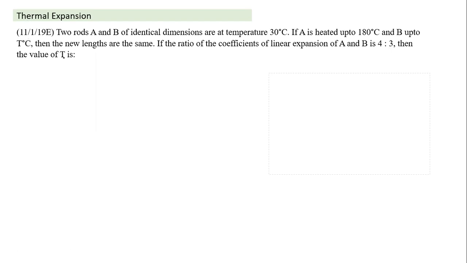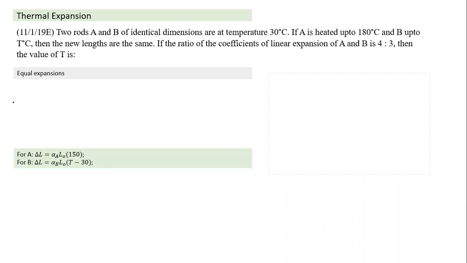These are very simple questions, and you notice most of the questions which are coming are very easy ones. For equal expansion, basically the final length becomes the same, so the only key point I need to apply is that the expansions are equal. So what is the expansion of A? It is the coefficient of linear expansion of A, times the initial length L naught, into the change in temperature. What is the change in temperature for A? From 30 to 180, so delta theta is 150 here.